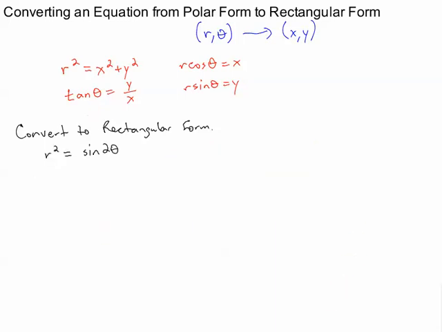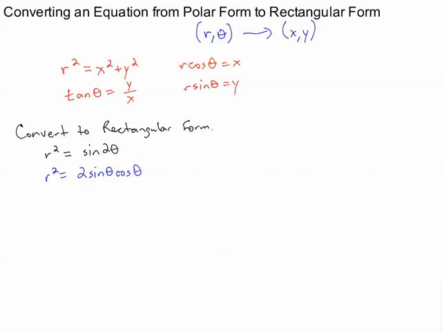Here's an interesting example that requires us to first use a double angle formula on the right side to change this to 2 sine theta cosine theta. And then I would like the cosine of theta to be r cosine of theta, and I would like the sine of theta to be r sine of theta. Okay, so we're going to try to fix that up.